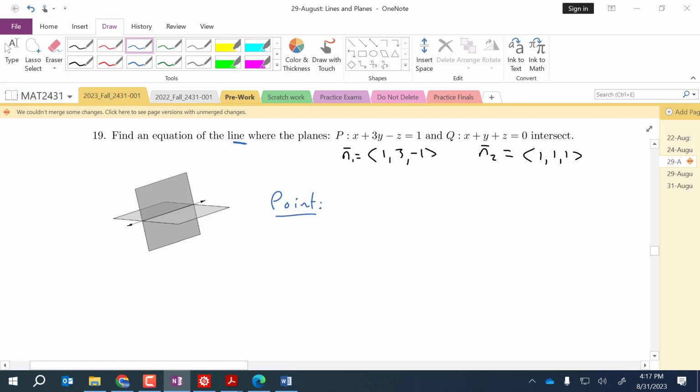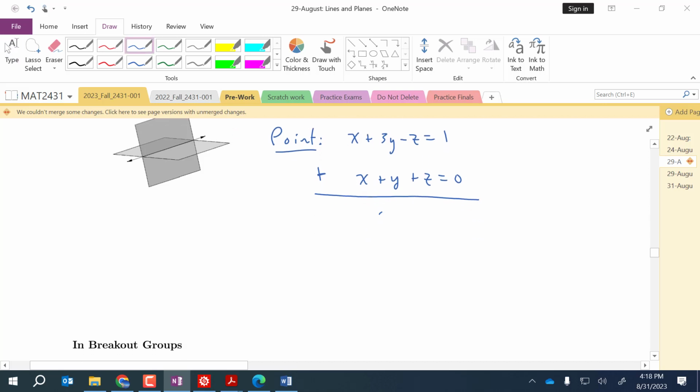We need to find a point that's on both of these planes. And let's see here. What could we do? Let's start by adding these two equations together. I think we will eliminate one variable if we add these two equations together. Okay? So if I were to add x plus 3y minus z equals 1 to this equation here, that would give me the equation 2x plus 4y is equal to 1.